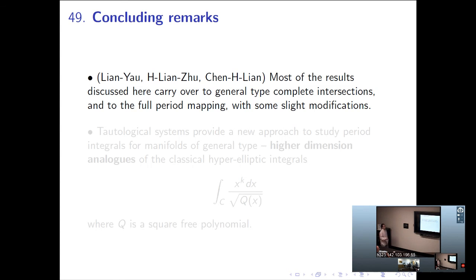So just some concluding remarks. Most of the results here carry over to general type complete intersections, and also to the full period mapping, with some extensions of the method. So instead of just anti-canonical sections, you're doing what sections? Complete intersections, but Calabi-Yau complete intersections, or also general type. General type. Yeah. Then we need some extensions of the definition of the system.